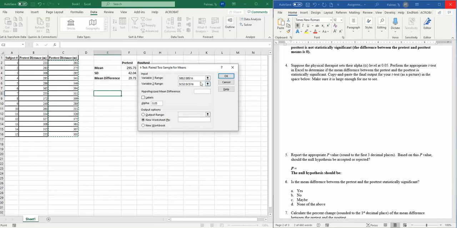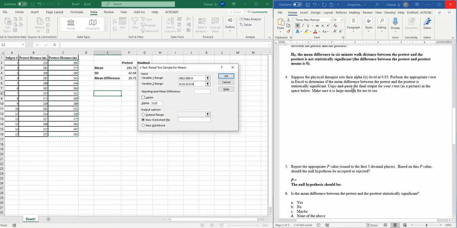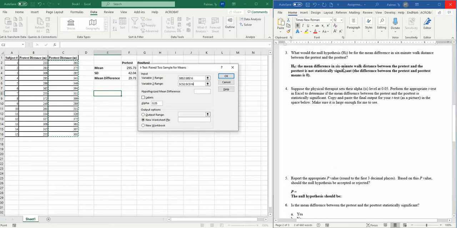Now that I have the data selected for the pretest and the post-test, let's move on to the next one, hypothesized mean difference. Remember, when we're testing the dependent samples t-test, we're essentially testing that null hypothesis that we wrote up here in question number 3. Remember, one way to word the null hypothesis is what I have in parentheses. The difference between the pretest and post-test means is 0.